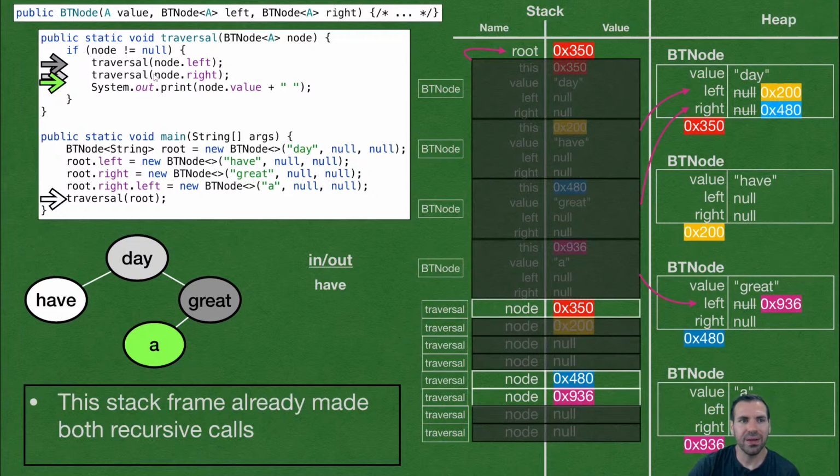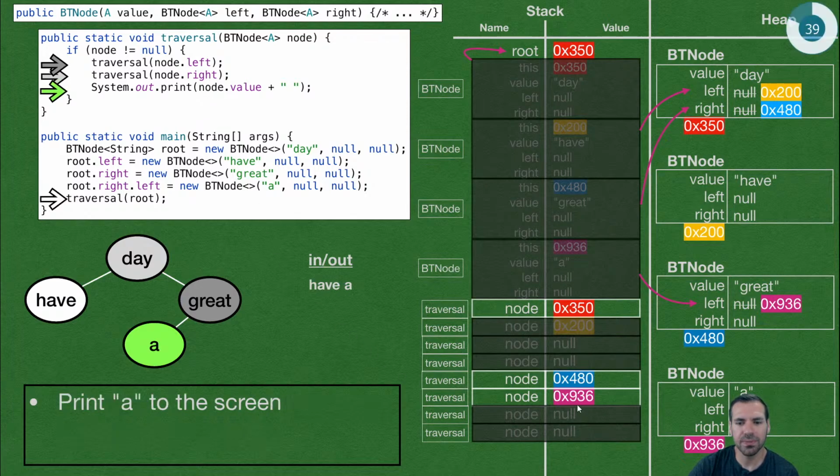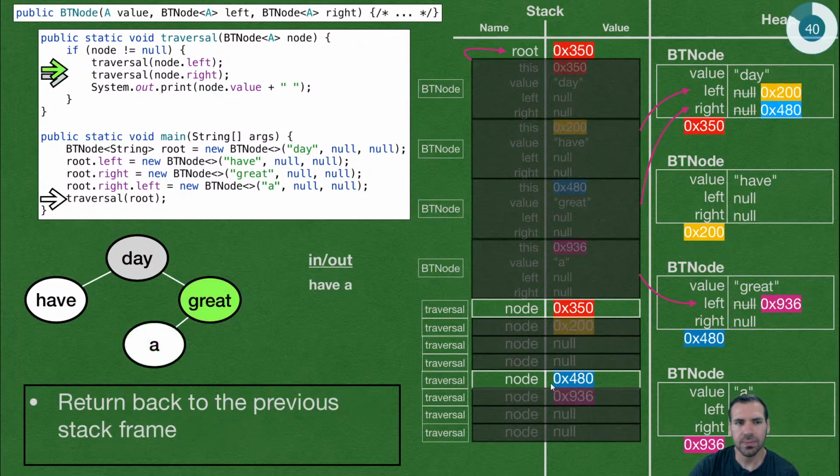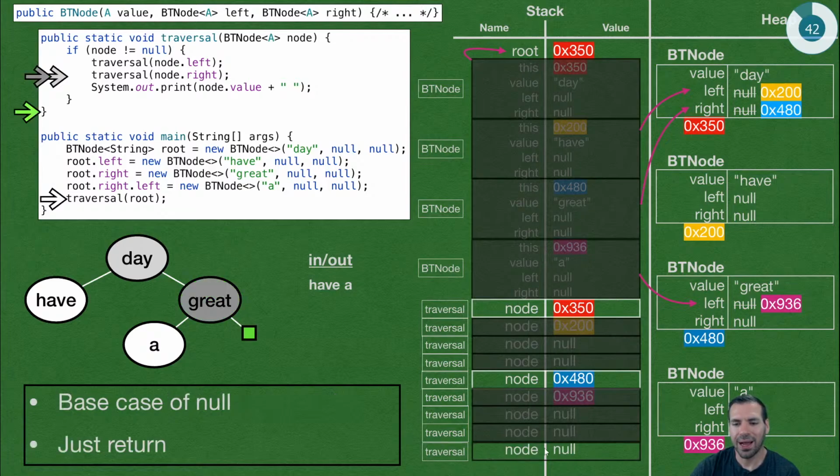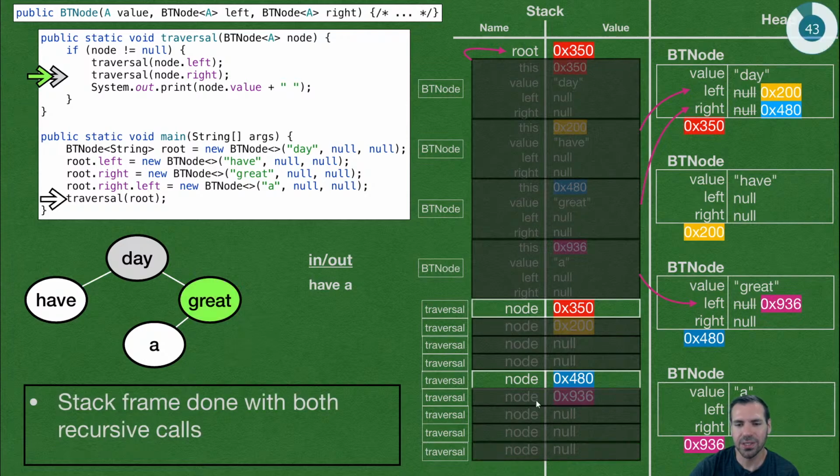Returns back to this stack frame that was waiting for its right recursive call, so it prints to the screen and returns. Gives control back to this stack frame, which was making its left recursive call. It's going to make its right recursive call now. So we push that frame to the stack with null, which does nothing and returns.